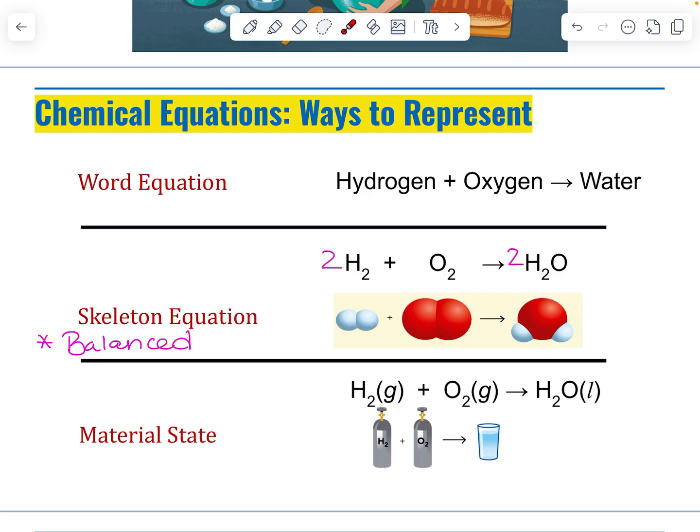And then material state: we are going to often see not just the chemical, but also the state of matter, to say, okay, I have hydrogen gas plus oxygen gas, and it's producing liquid water, H2O. So material state shows the states of matter within the reaction. Those states don't impact balancing. It just tells us information about what those chemicals look like and what state they're in.